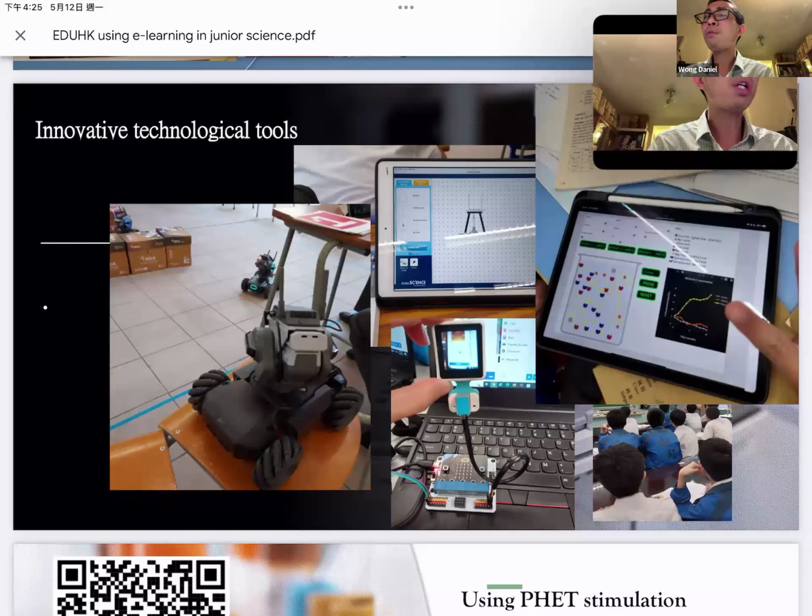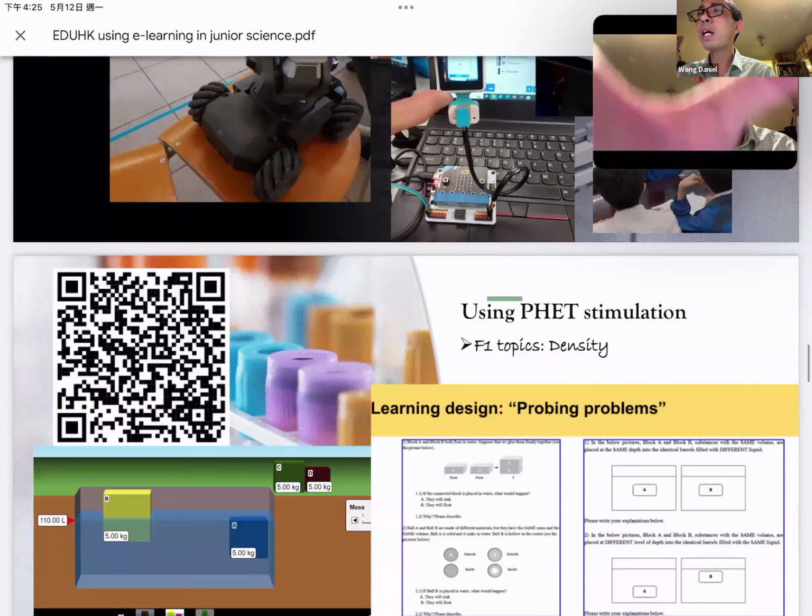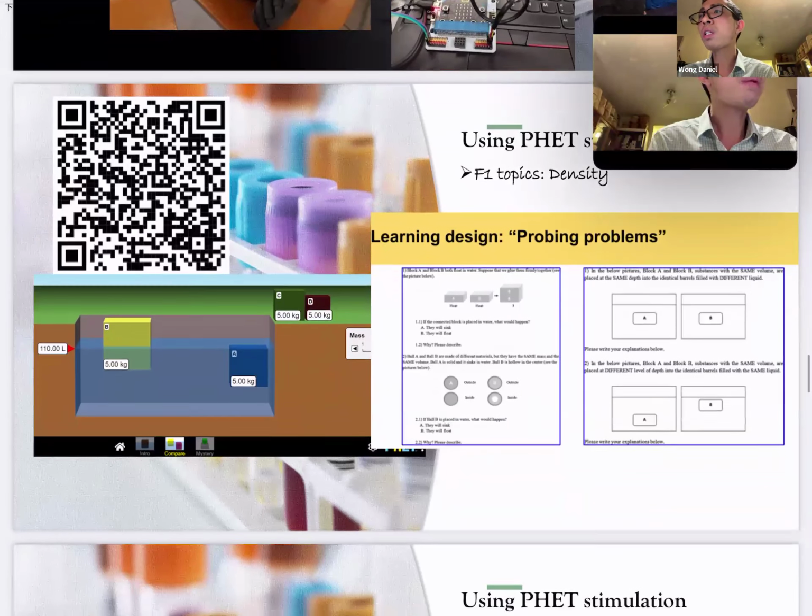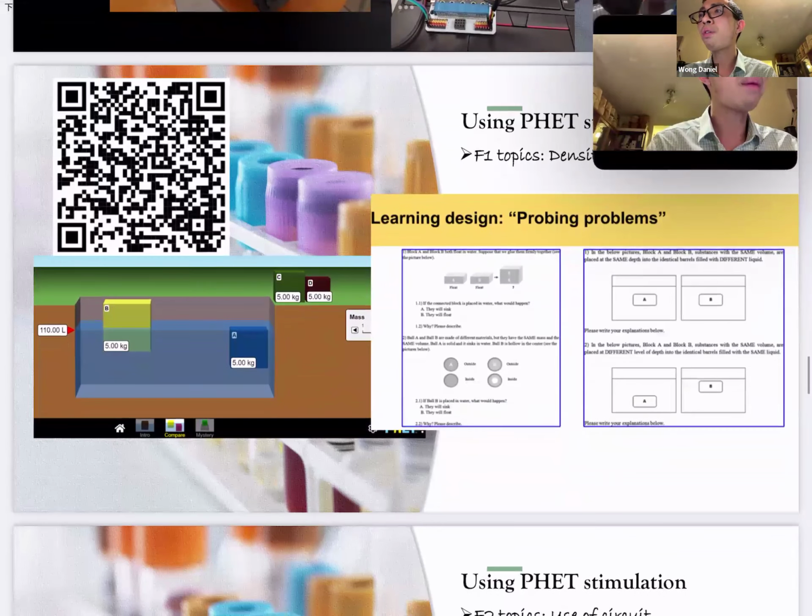And then we have joined other STEAM competitions like Robot Master. Nearly half of the Form 2 students have joined the Robot Master. Using PhET simulation is easy. There's a QR code you can scan. It's a free website. Everyone can use it.